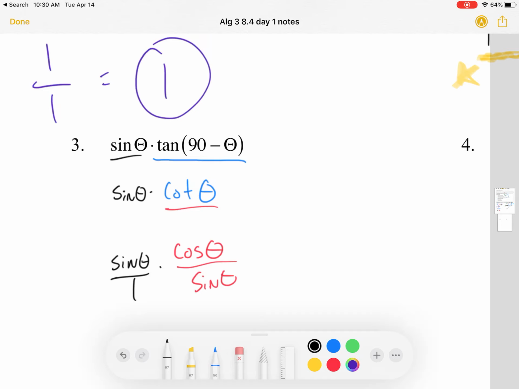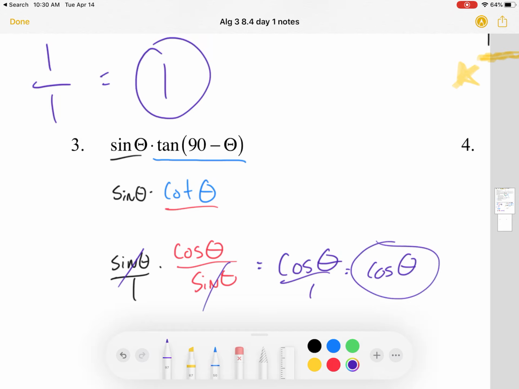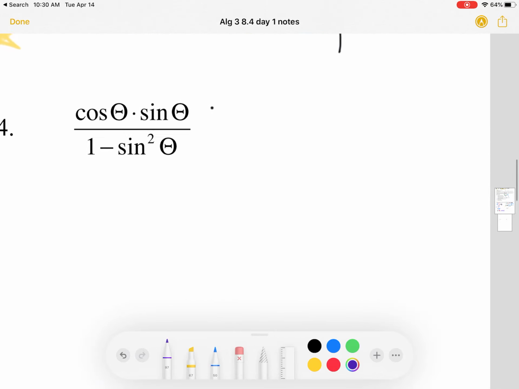Now, can I cancel anything? Is there anything on top and on bottom? Well, sure. There's a sine on top, sine on bottom. What are you left with? Cosine of theta over 1, which is just cosine of theta. Bingo, bango, bongo. Love it. Okay.